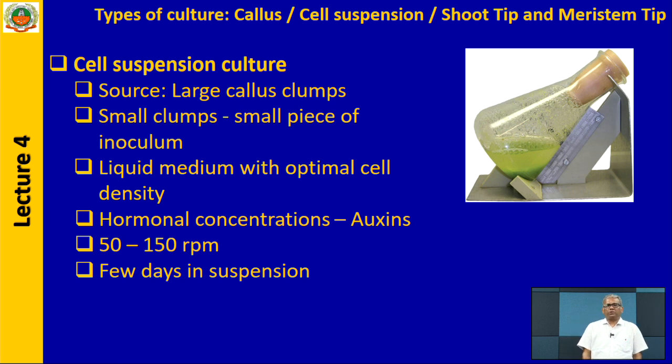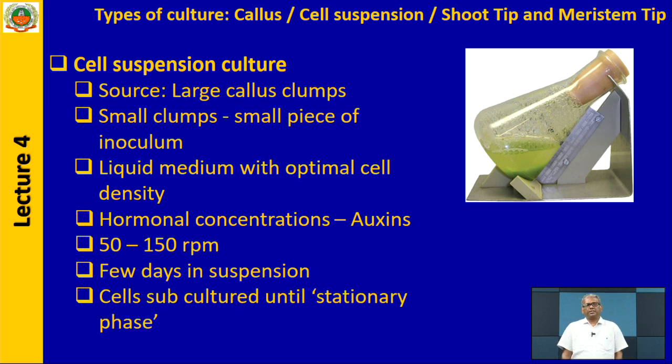So, the growth of the cells in suspension is analogous to bacterial growth. We all know that when bacteria are cultured in a liquid medium, the growth starts with a lag phase, which is followed by an exponential phase and then a stationary phase. Identically, the callus cells are grown until they reach the stationary phase. So, this cell suspension culture is carried out until the stationary phase, after which they have to be subcultured.